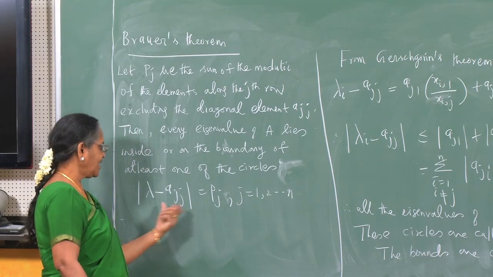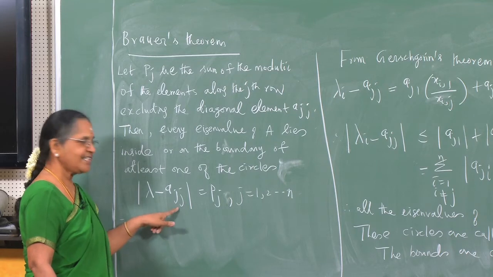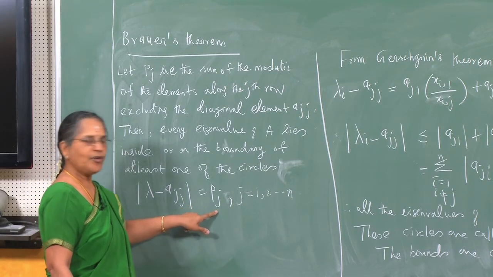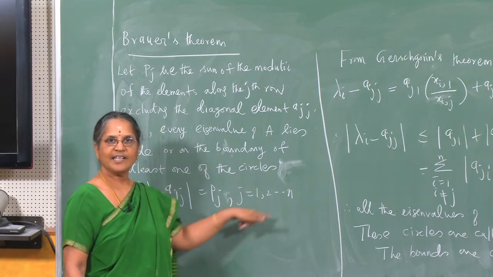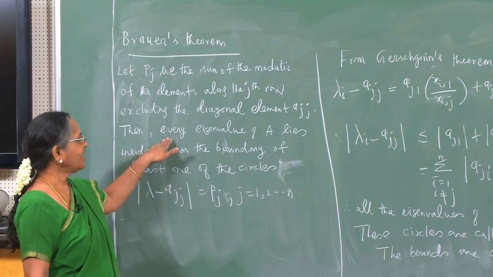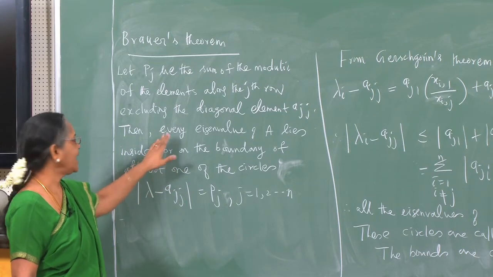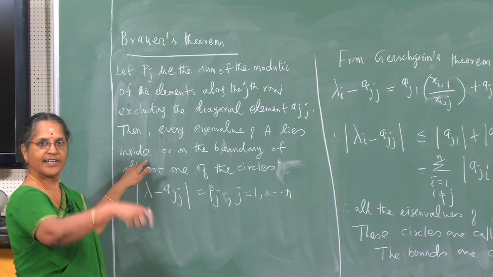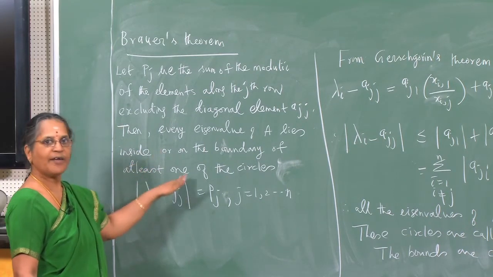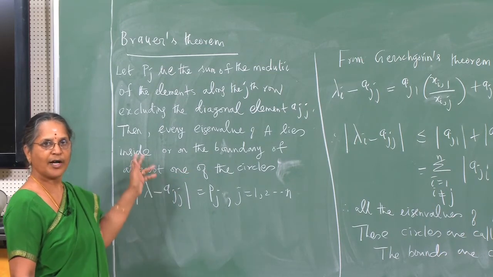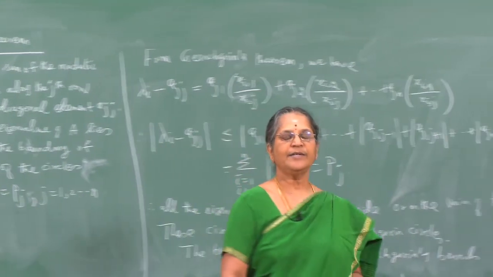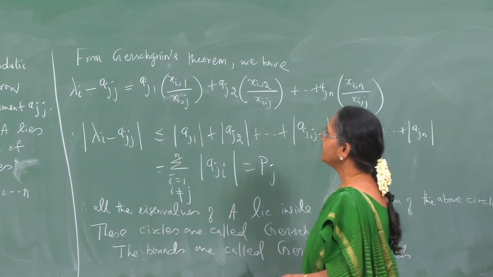So, these are circles which have ajj as center and radius as pj. So, there are n such circles, and the result says that every eigenvalue of the given matrix A lies inside or on the boundary of at least one of these circles. That is what Brauer's theorem states. The proof is very simple. So, let us work out the details.